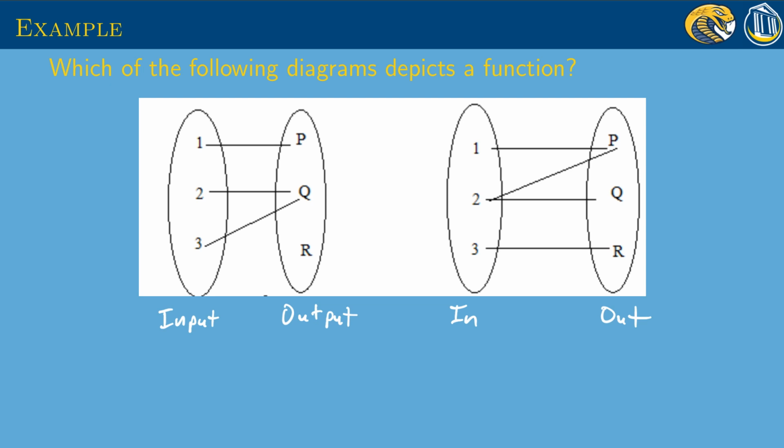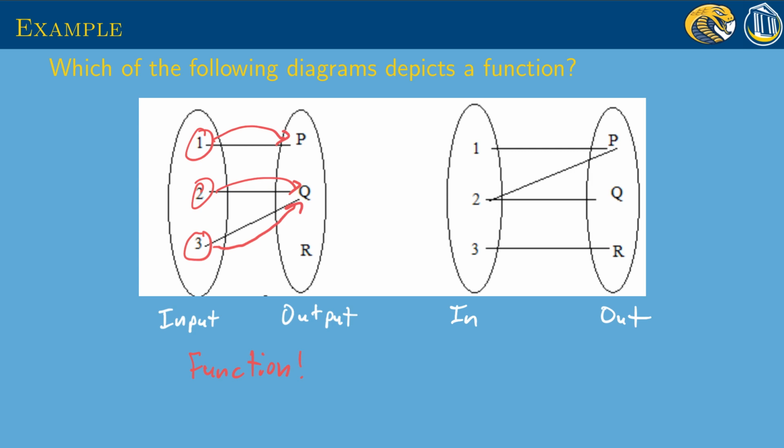Well, for our first one, 1 corresponds with P. If we push a 1, we get a P. 2 corresponds with Q. If we push a 2, we get a Q. Great so far. What about 3? Well, if we push a 3, we also get a Q. Each time we push a button, we only get one specific output. It doesn't matter that 2 and 3 give us the same output, only that each button gives us one output. This is a function.